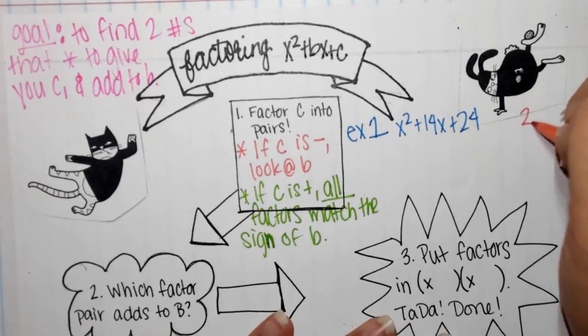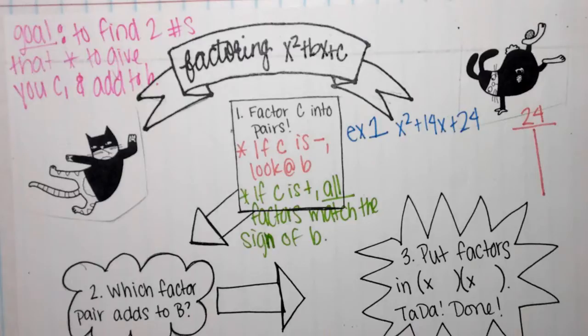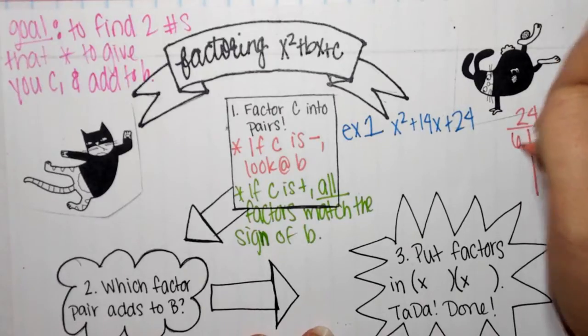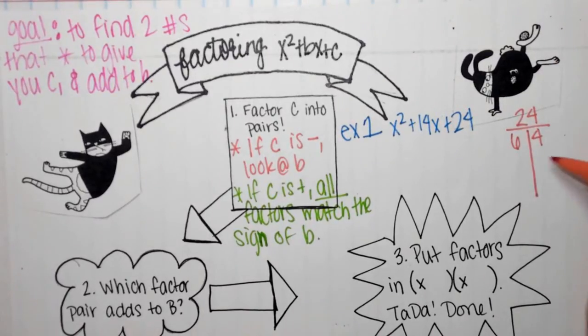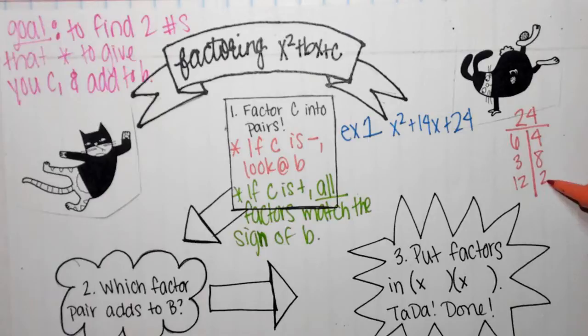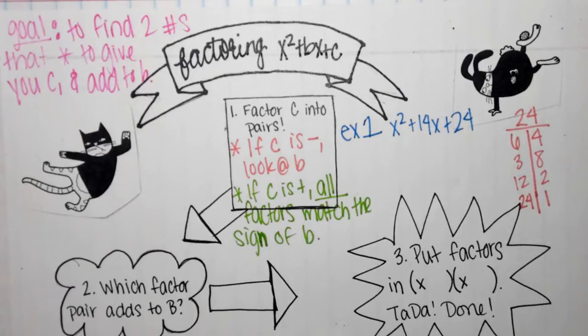Everybody, make a factor tree, or a factor T. Write 24 and then make a T. Now, they both have to be positive. So we're going to list all the factors that multiply to give us 24. What's the first one that you know? 6 and 4. Take a point. What's another one? Different one. 3 and 8. Take a point. 12 and 2. Take a point. Is there one more? 24 and 1. Take a point.